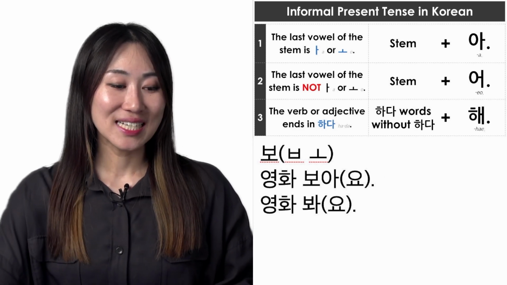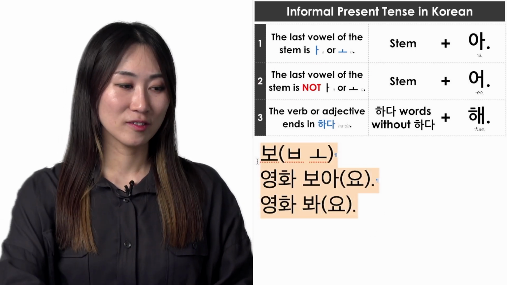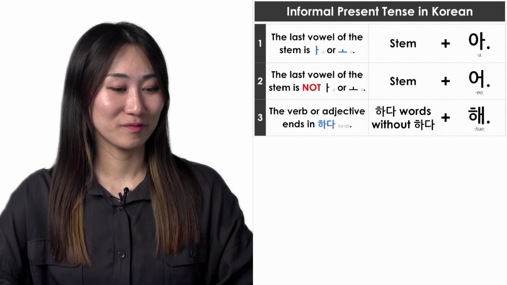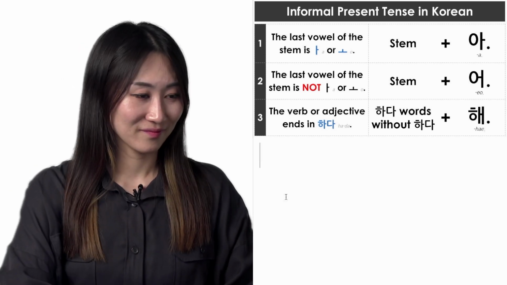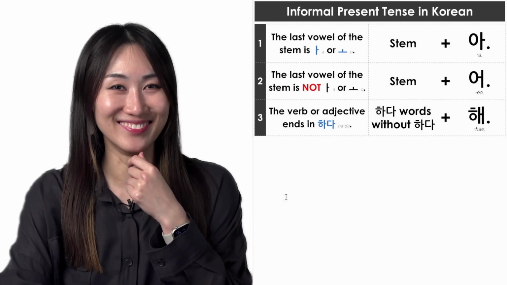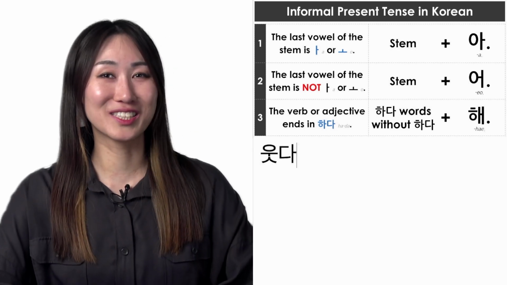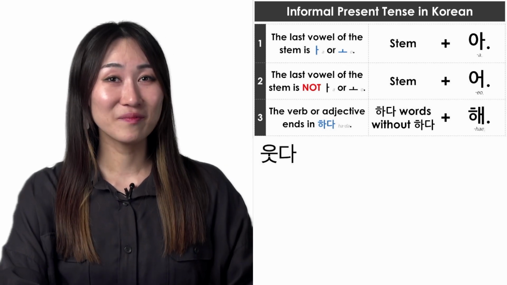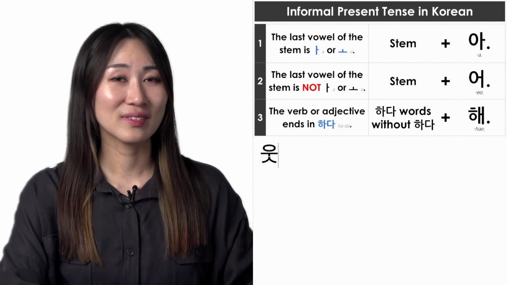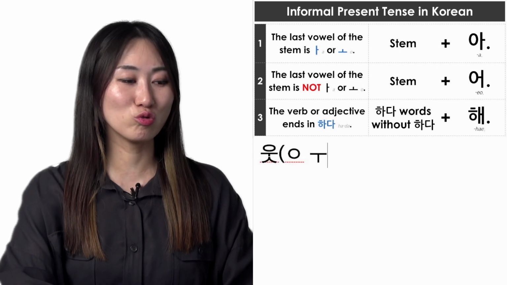Let's look at the second one. I have this example. How about, I'm now thinking of some good example. 웃다. To laugh is 웃다. What is the stem? Now you are professional, you're expert, right? 웃 is the stem. 다 is not part of it, so remove it.